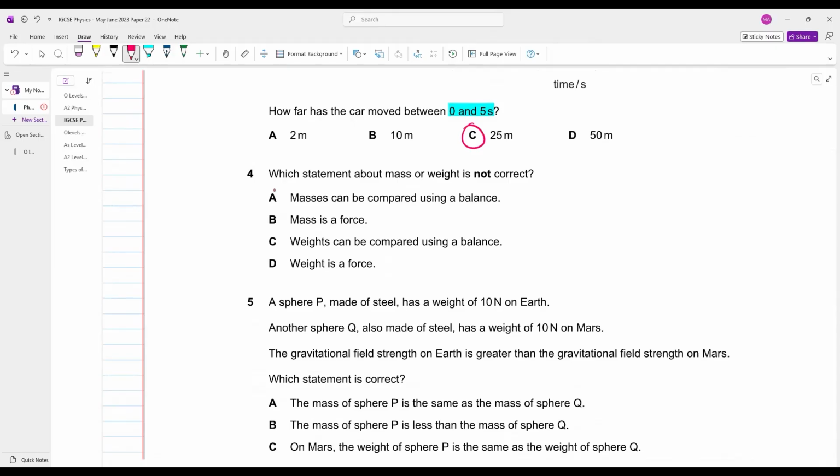Which statement about mass or weight is not correct? Mass is a force. This is incorrect. Mass is not a force, weight is a force. B is incorrect.